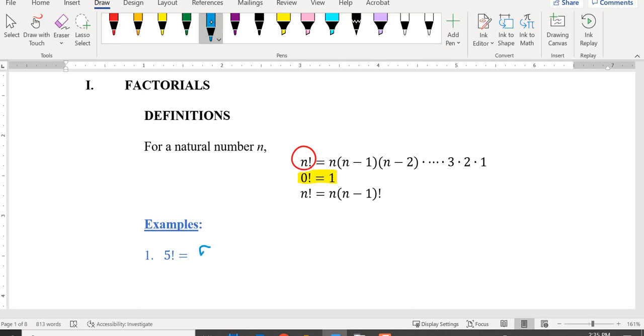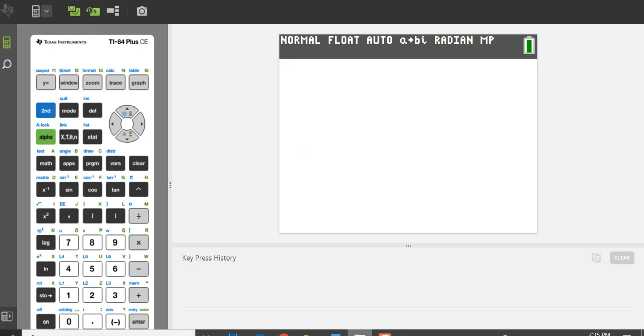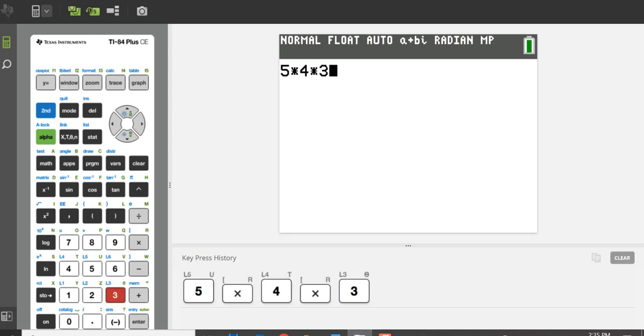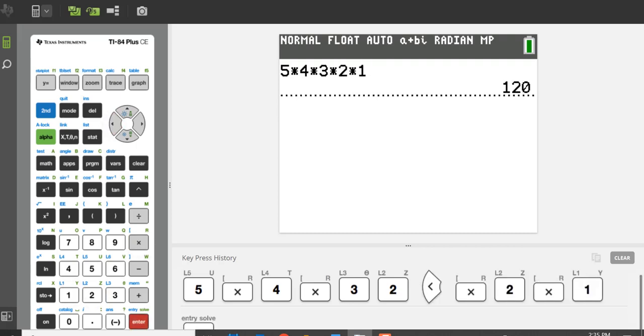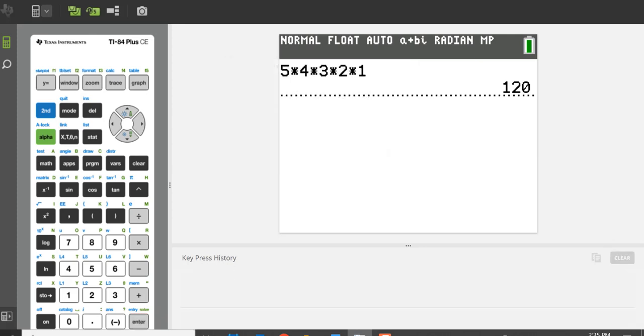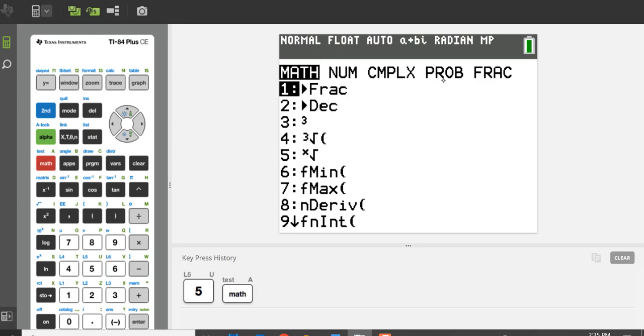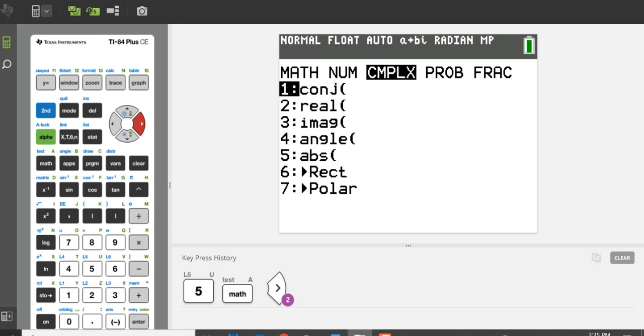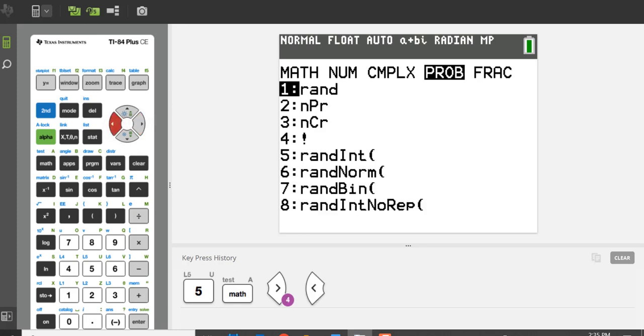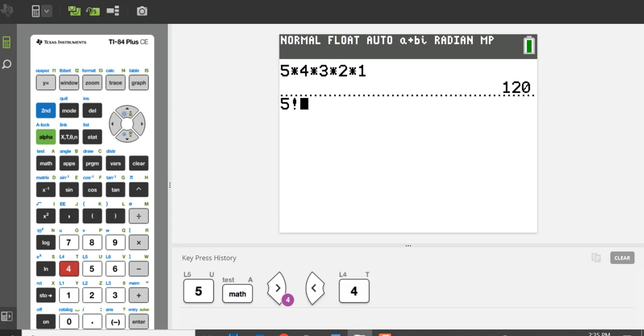What is 5 factorial? Well, it's 5 times 4 times 3 times 2 times 1. All right, on our calculator, we can go do 5 times 4 times 3 times 2 times 1, or watch this trick. If you hit 5 and then math and all the way over here to probability, so arrow to the right, and then number 4 is the factorial button. So type number 4 and hit enter. 5 factorial is 120.